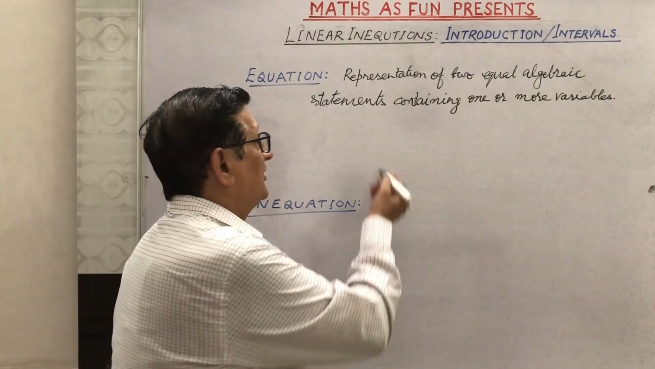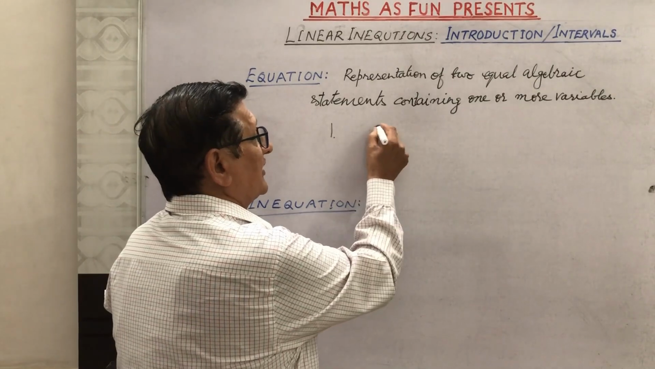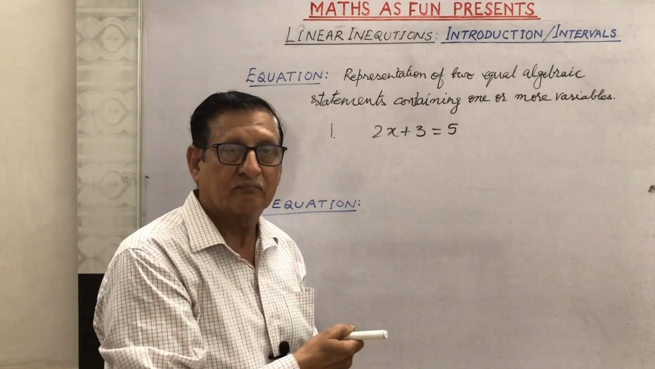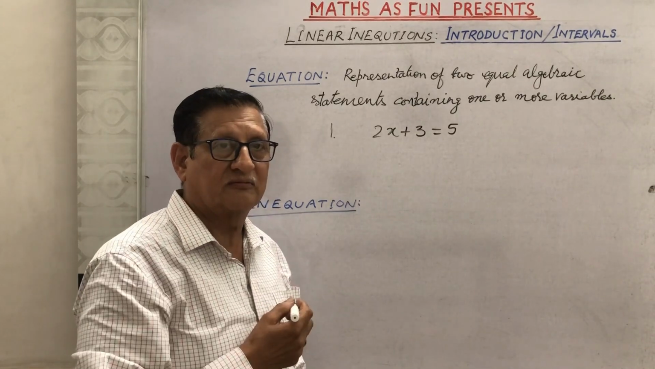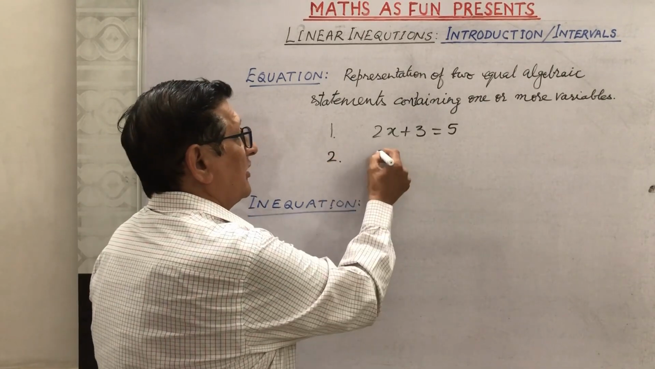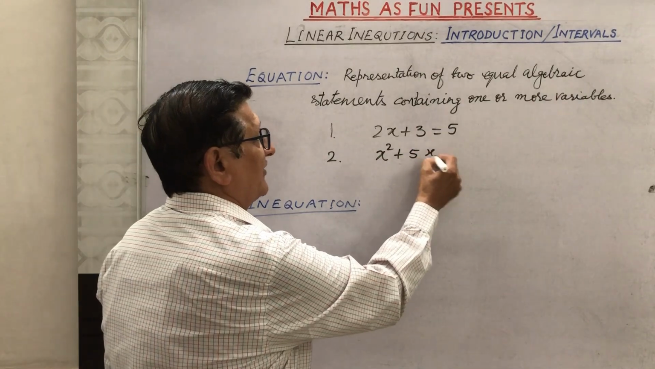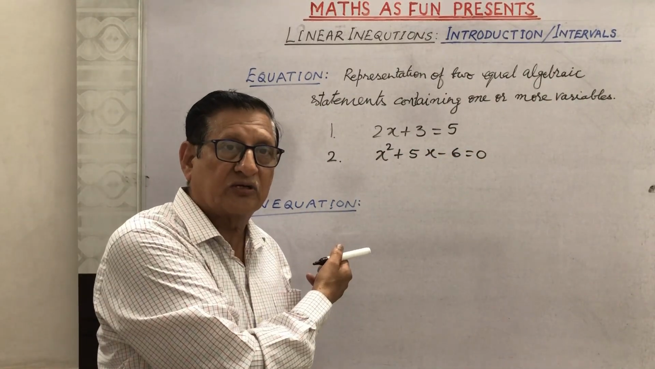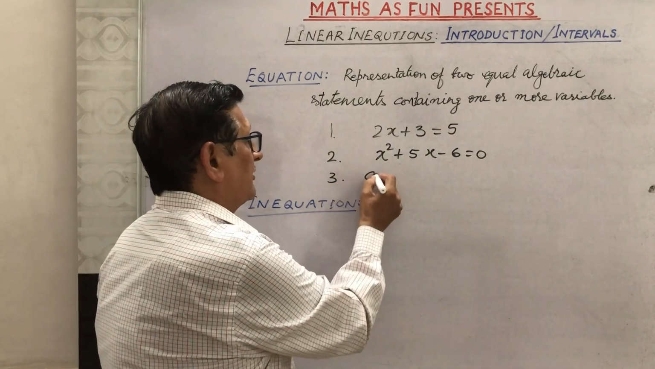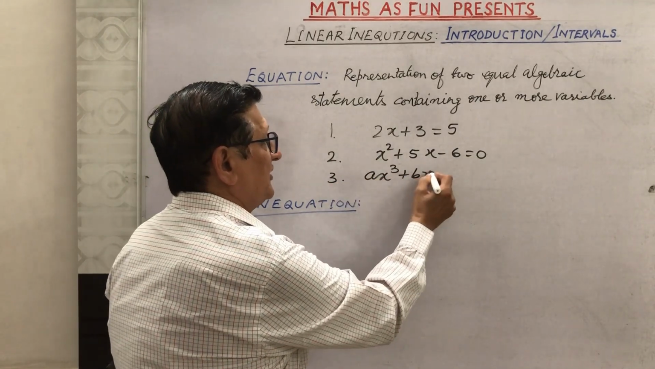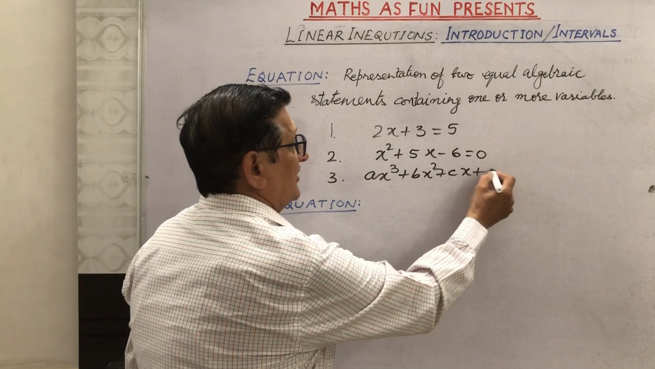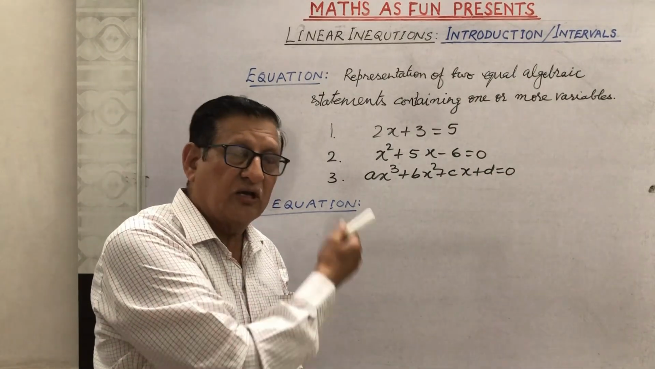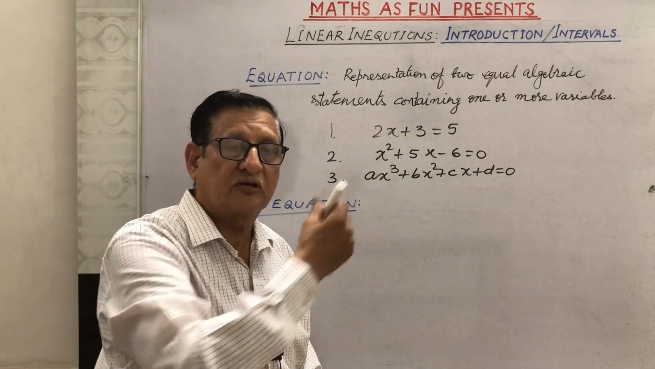For example, suppose we write here 2x plus 3 equal to 5. This is a linear equation. We write here x square plus 5x minus 6 equal to 0. This is a quadratic equation. We write here ax cube plus bx square plus cx plus d equal to 0. This is a cubic equation. We have already learned about the solutions of these equations.